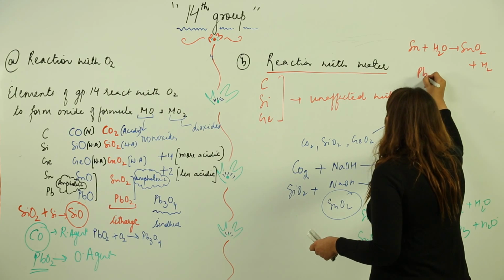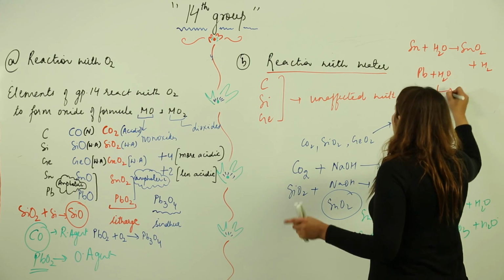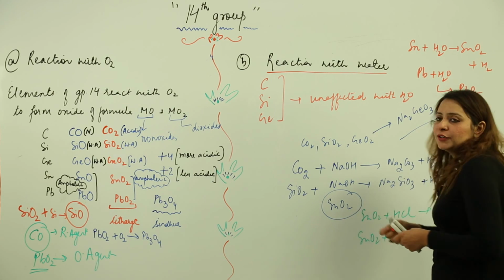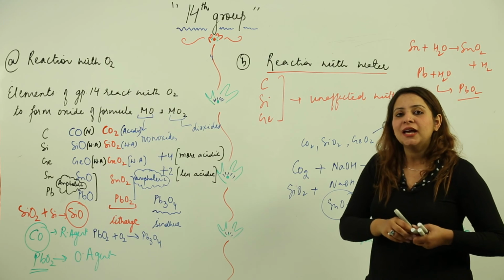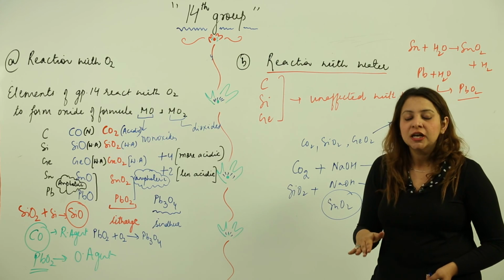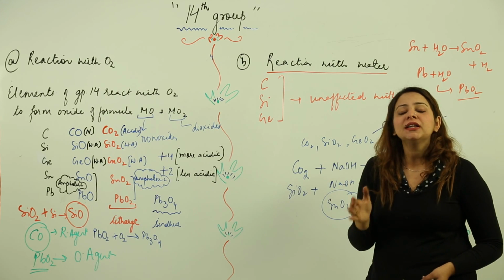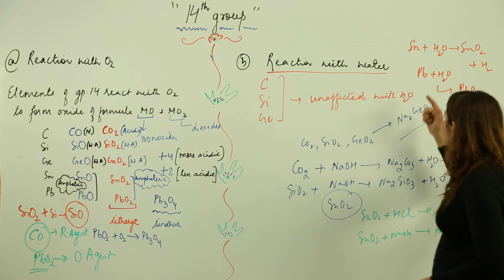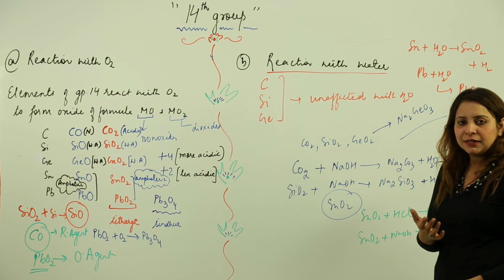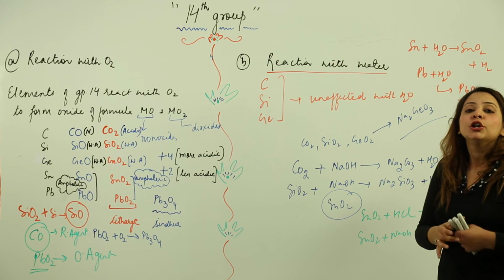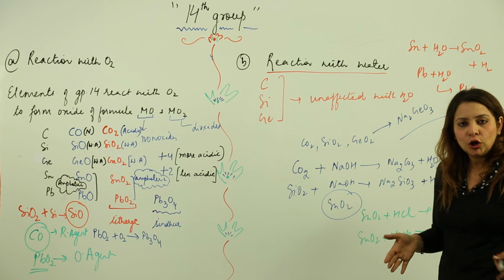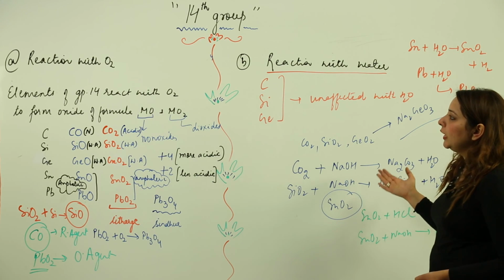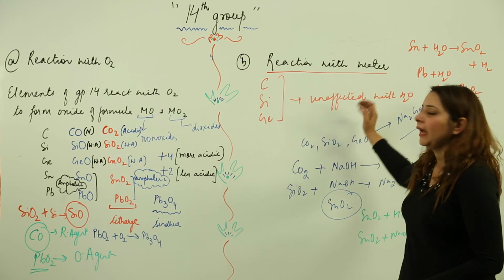And if we talk about lead, it actually reacts with water to form its oxide, but when the oxide is formed, it forms a thin layer on the surface, and that makes the lead passive, meaning no further reaction takes place. So lead reacts, but after some time it becomes passive due to the formation of a thin layer of its oxide on its surface, which prevents further reaction. So this is all about the reaction with oxygen and reaction with water.